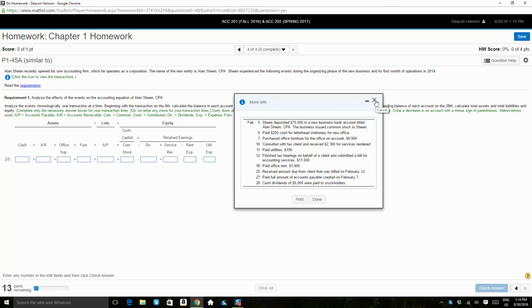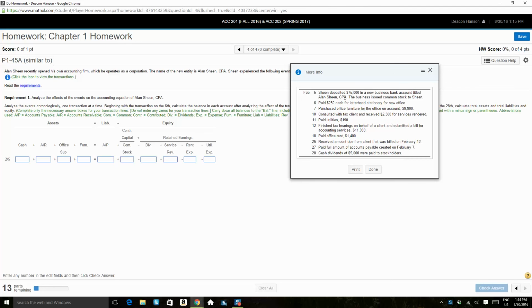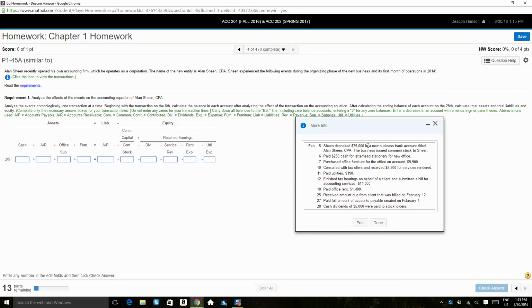So let's see. The first one says Sheen deposited $75,000 in a new business bank account titled Alan Sheen CPA. The business issued common stock to Sheen. So the business now has $75,000 more in cash, so I'm going to increase my cash account by $75,000. And on the other side of the equation, in the equity section, the common stock account, which shows the common stock outstanding, is actually increasing as well.